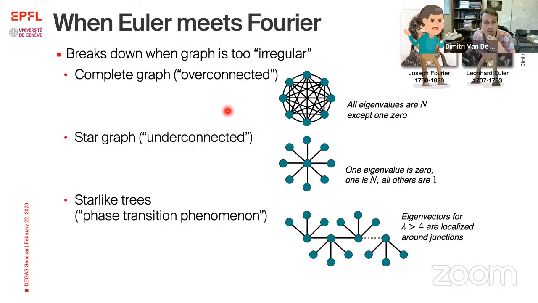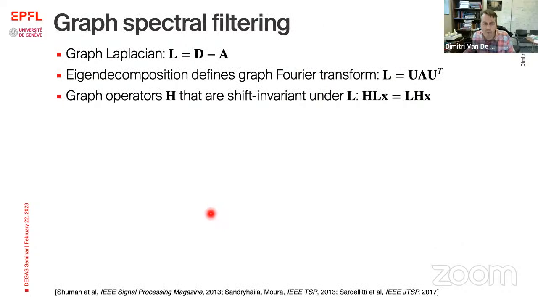For instance, if you have a complete graph, which you can think of as overconnected, then we know that all the eigenvalues will be n except one, which is 0. If you have a star graph, you have one eigenvalue 0, one eigenvalue n, and all the others 1, which also doesn't show a very nice harmonic representation. And you have other special graphs like star-like trees and things like that. So for this GFT interpretation you need a sufficiently regular graph, which luckily for us, a brain graph will do.